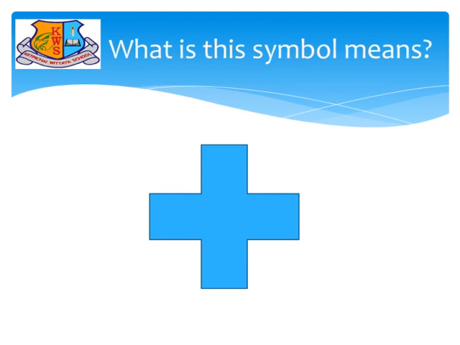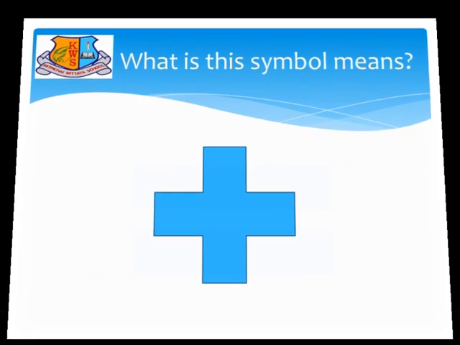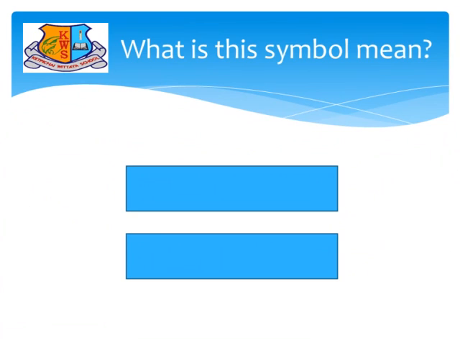What does this symbol mean? This symbol is called the plus sign. It shows that we are going to add two or more numbers together. This symbol is placed between the two added numbers. Now, we can count on to find the sum, but before that, we need one more symbol. What does this symbol mean? This symbol is called the equal sign. It tells us the amount when we add together.